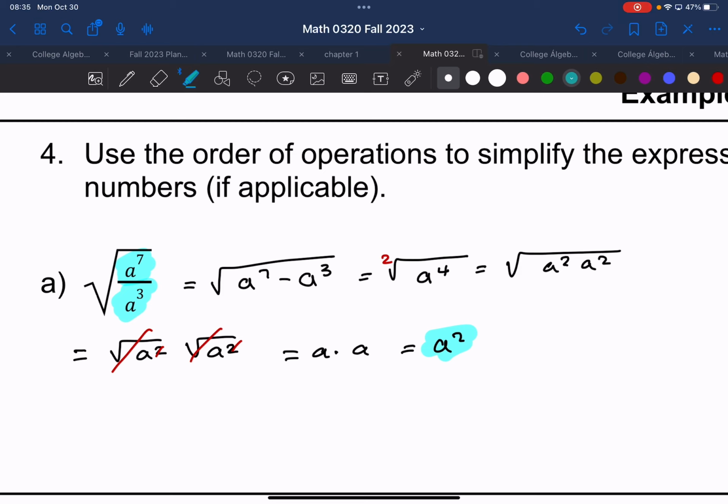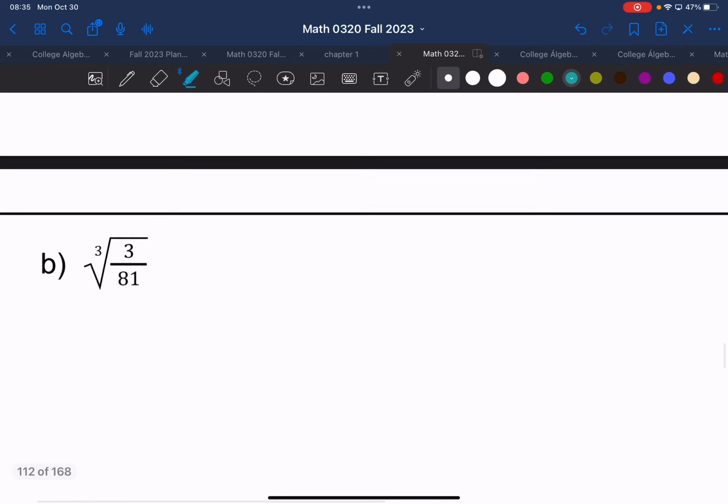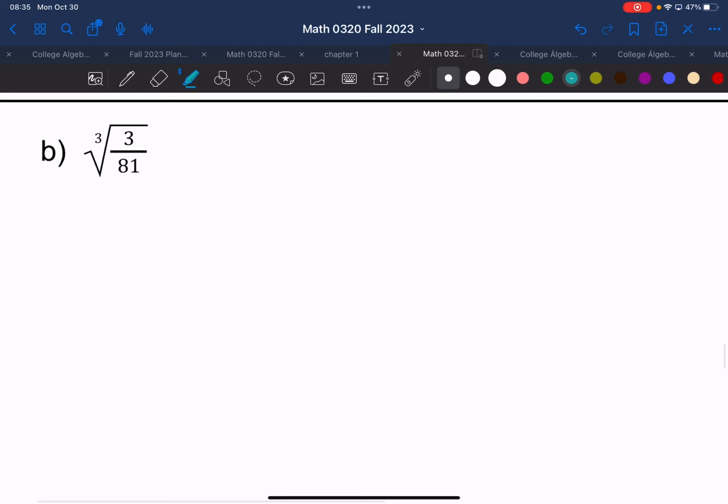Any questions on the first part? Okay, now looking at part B, we have the cube root of the fraction 3 over 81. Can we reduce this fraction 3 over 81? Yes. What could it reduce to? 1 over 27. So this is the cube root of 1 over 27.